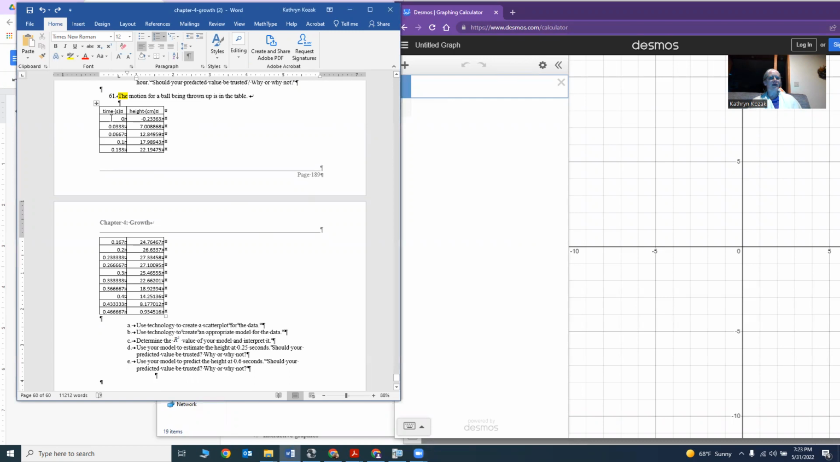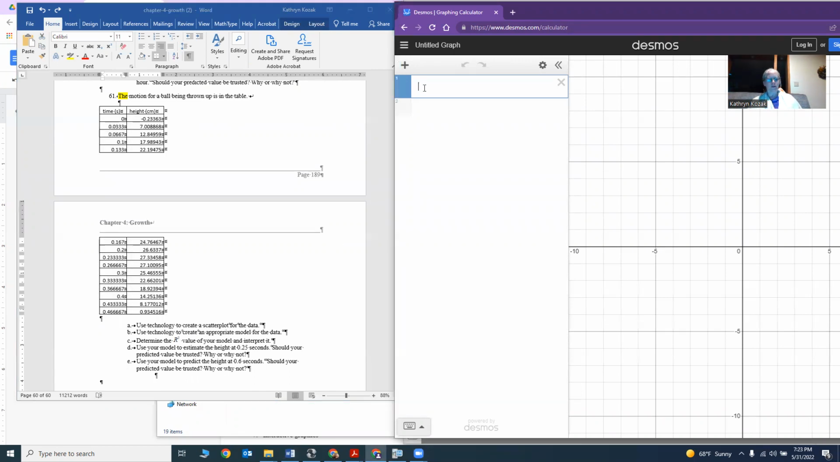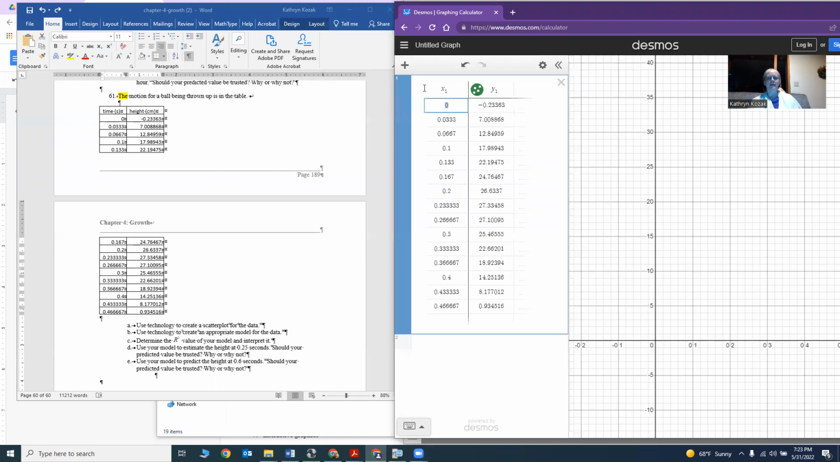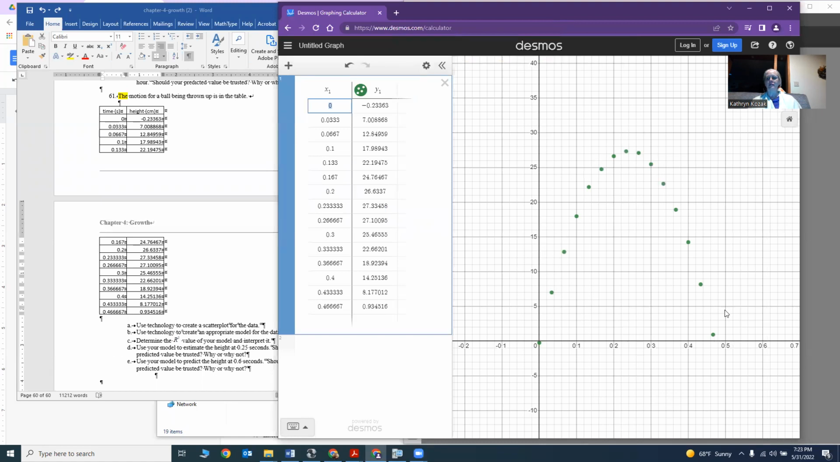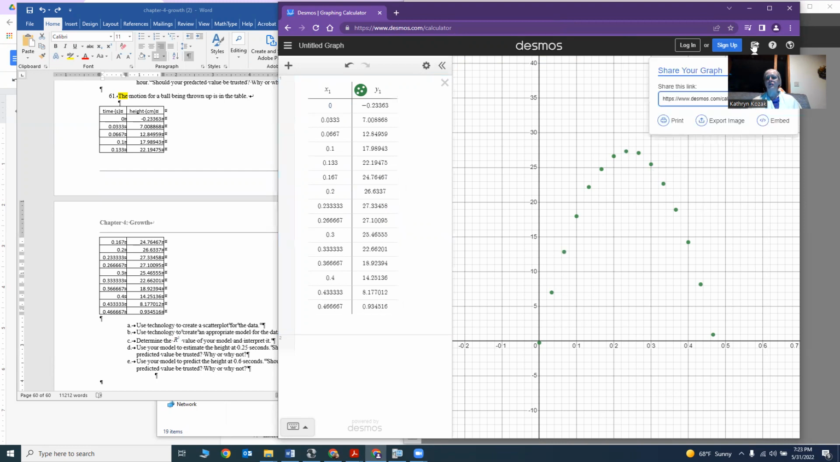And the nice thing about Desmos is I can actually just copy this data, do Control C or Command C on a Mac, and then paste it by Control V on a PC or Command V on a Mac. The nice thing is when you do that, Desmos actually redoes the window based on the data and draws the graph for you right there. If you'd like to actually get this graph and copy it, you can do share your graph and then export the image.